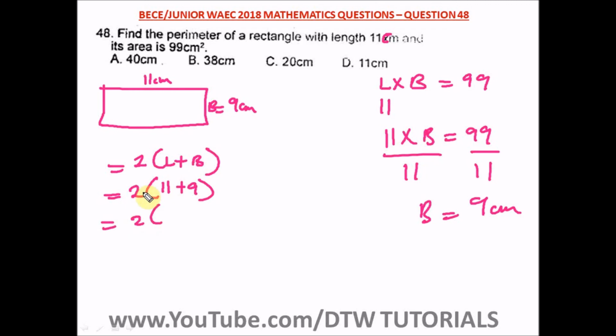So we have 2 bracket, what is 11 plus 9? That will give us 20. And what is 2 times 20? That will give us 40. So the perimeter is 40 centimeters, and our right option here is option A.